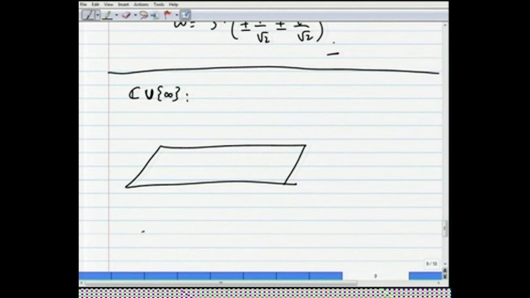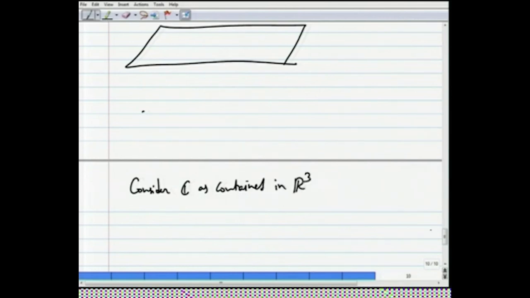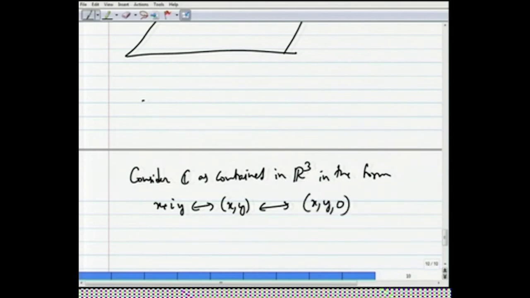So consider C as contained in R3, triples of real numbers. In the form x plus i y, which is now in the plane form x comma y, it is contained in R3 in the form x comma y comma 0. Okay. This is a point in the xy plane in R3.